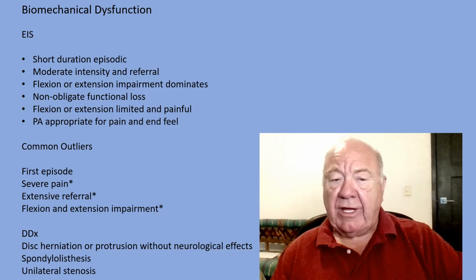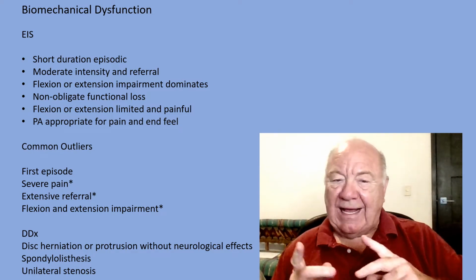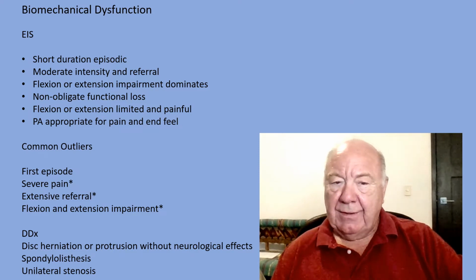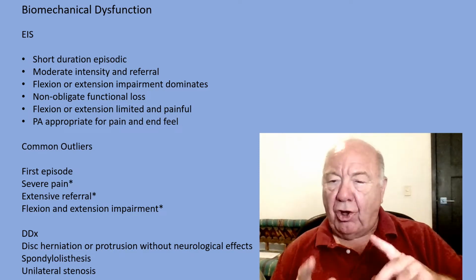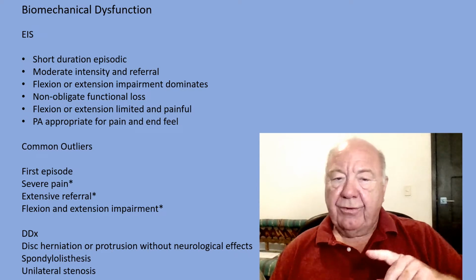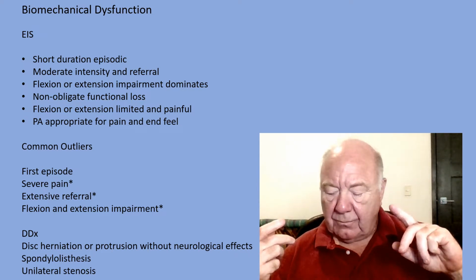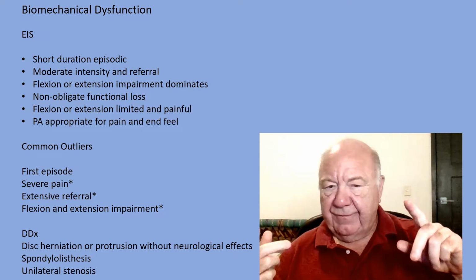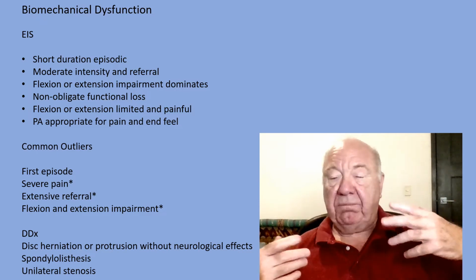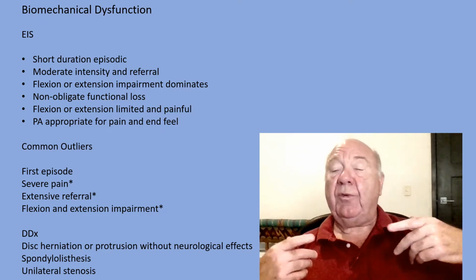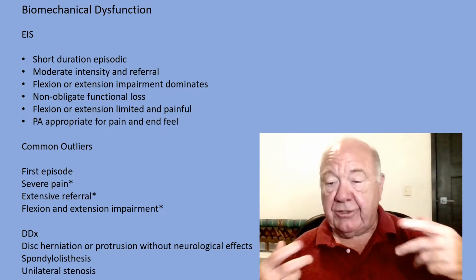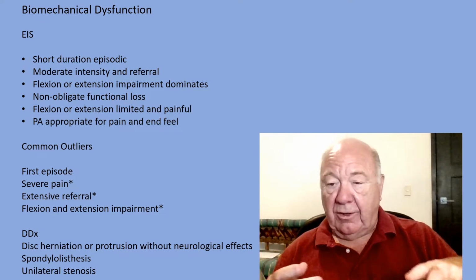So they tend to go together, as does a flexion and extension impairment, and as does, well, I haven't got it on there, obligate functional loss. So when you ask them, they have trouble doing flexion and extension, but when you ask them to move flexion and extension, both are in trouble.